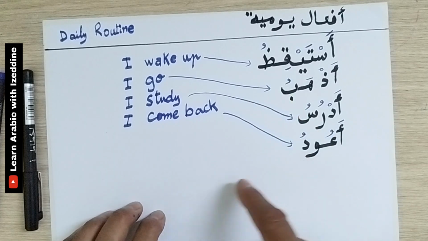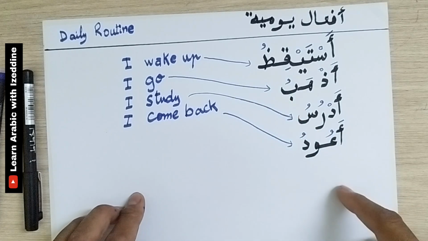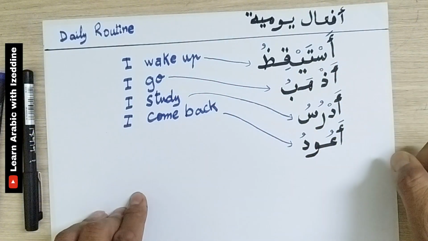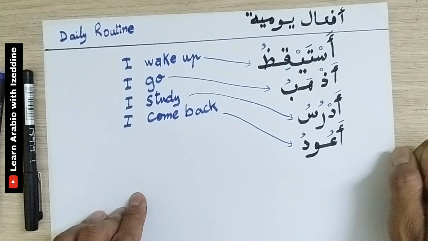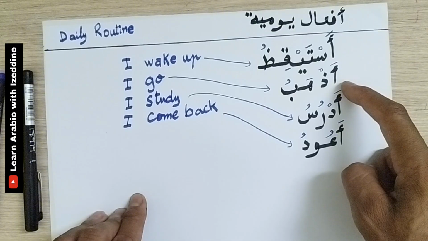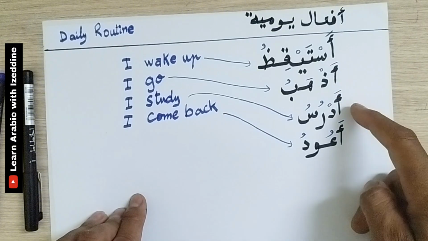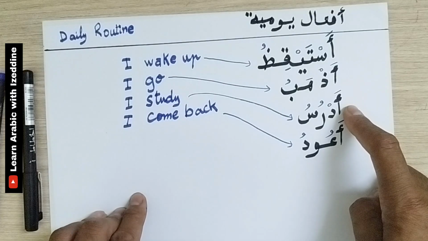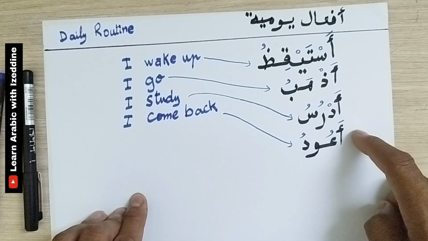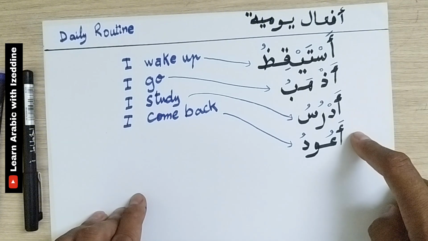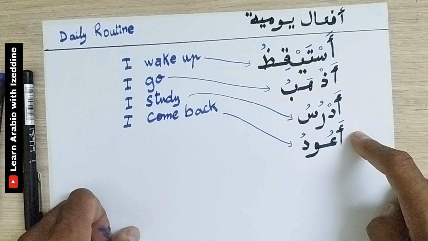Now, before we use them into a context, try to repeat with me. I wake up. أستيقظ. Yes. I go. أذهب. Good. I study. أدرس. I come back. أعود. Yes.